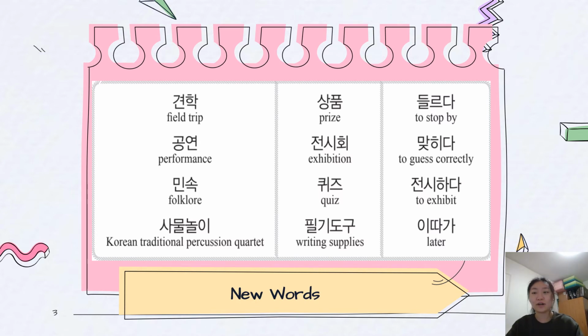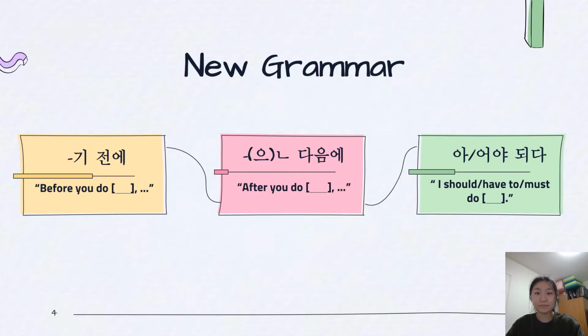Let's move on to our grammar. What will we learn for this week? Here are the new grammar structures that we will be learning. These grammar structures will help us learn how to write different series of events in our sentence. The first one is 기 전에, which means before you do. The next one is 으 or 은 다음에, which is after you do. And lastly, we have 어야 되다, which means I should, have to, or must do.